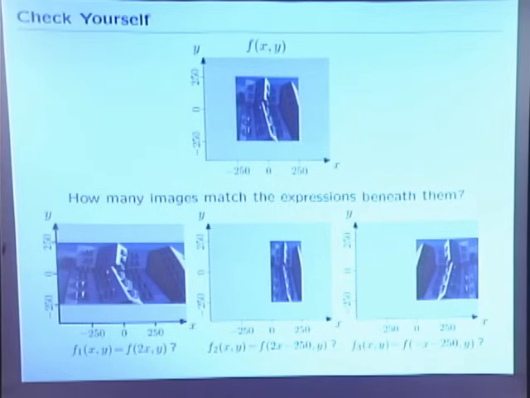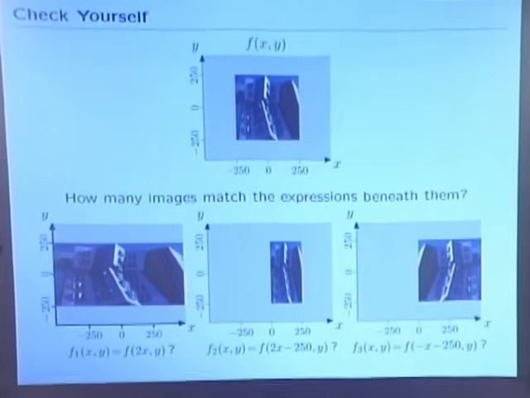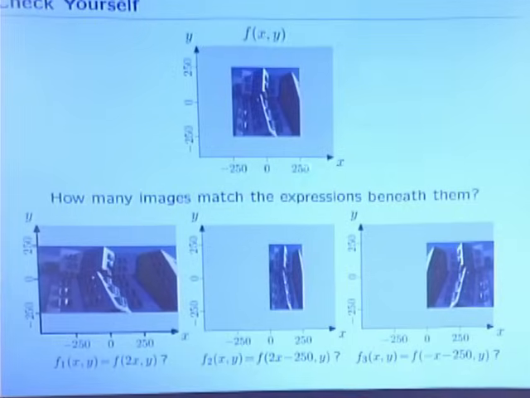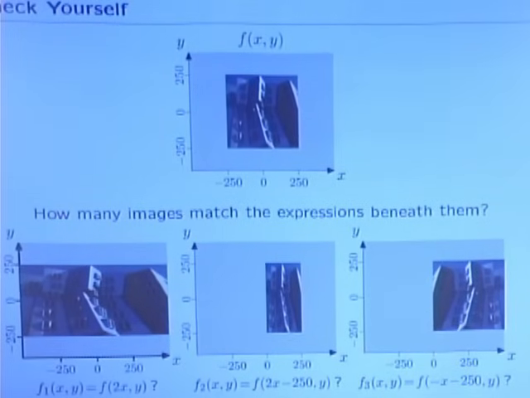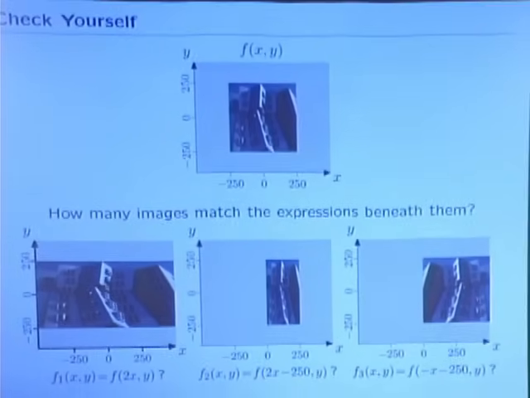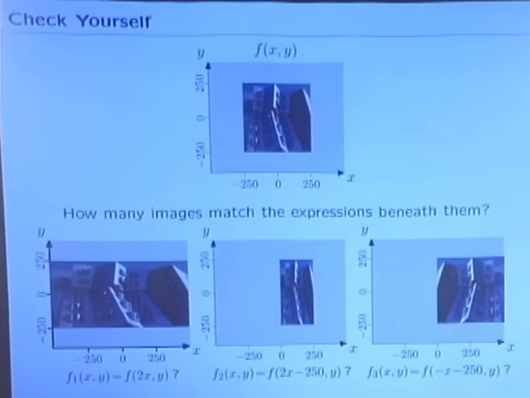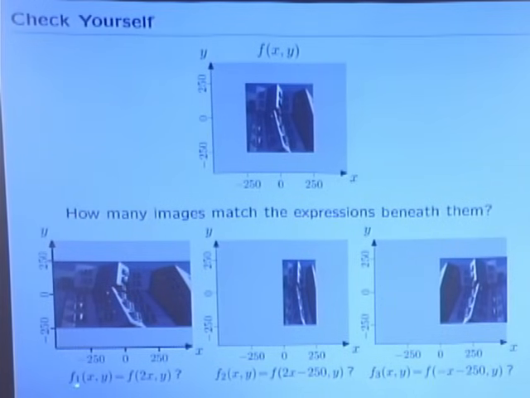Okay, here's an image processing question. Think about this picture of Stata. I know it's hard to think about pictures of Stata. That's okay. Think about this picture of Stata. I've indexed x and y, and I've written that as f, a signal that depends on two independent variables, x and y. And I've got three transformations, the F1 transformation, the F2, and the F3.